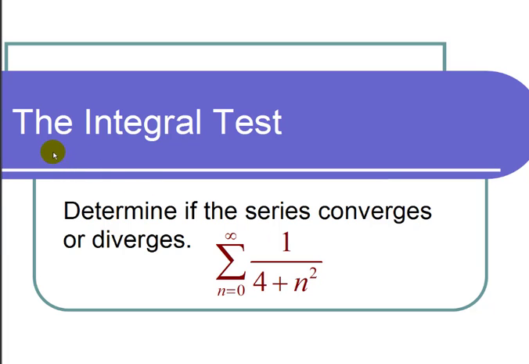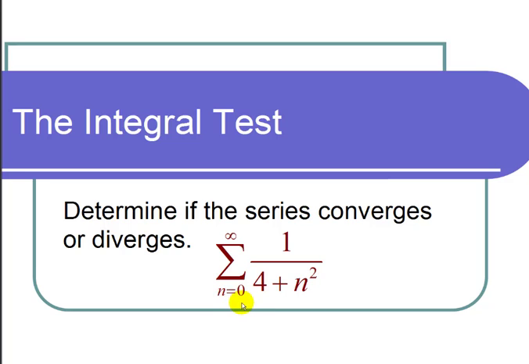This is a video on the integral test. The question states, determine if the series converges or diverges. We have the summation from n equals 0 to infinity of 1 over 4 plus n squared. So in order to use the integral test, I need to check two things.